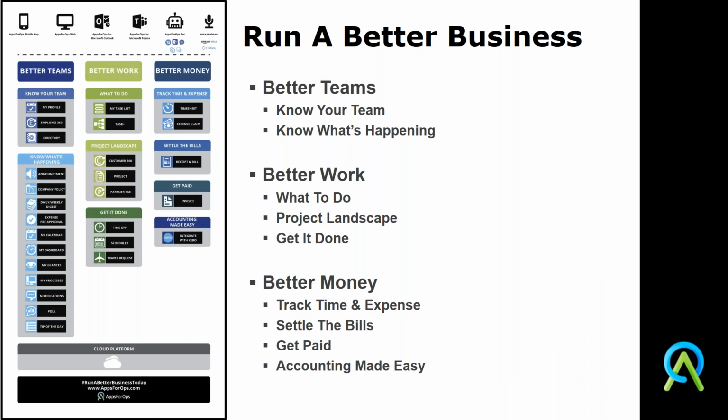Here's a really great infographic of the various parts of the AppsForOps platform, and you'll see there are three different pillars: running a better team, running a better work, and running better money. If you explore this infographic on the AppsForOps website, you'll be able to see what each of these apps do and how we help our customers run a better business. So I encourage you to head across to appsforops.com and delve down into each of these different apps and how they can help you run a better business.